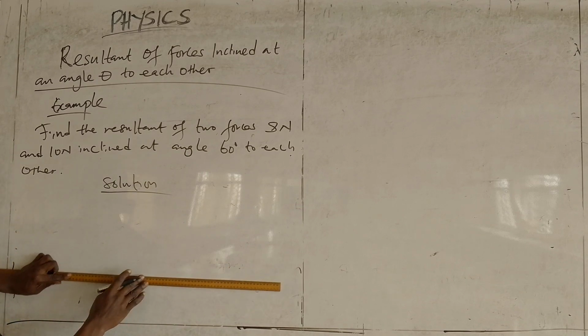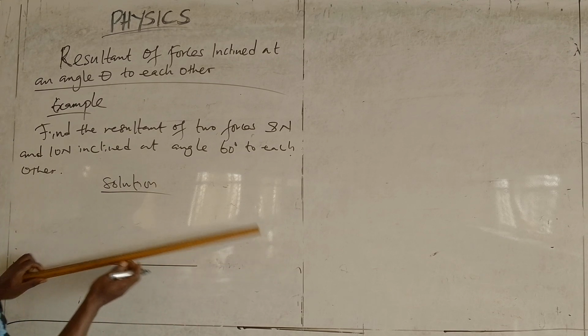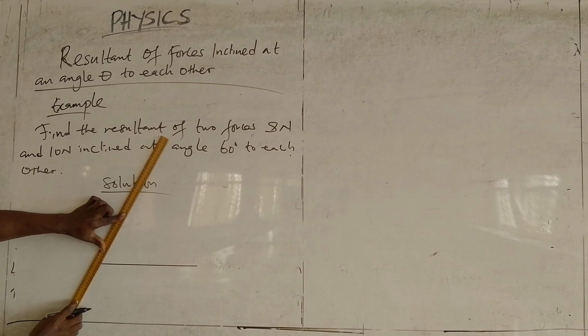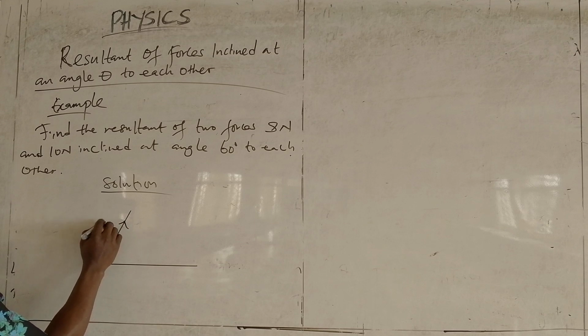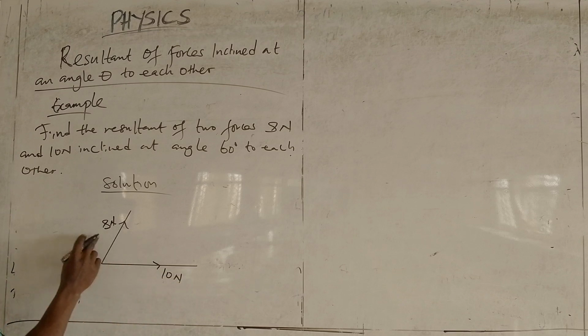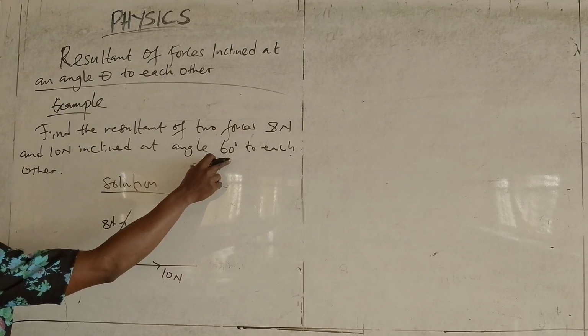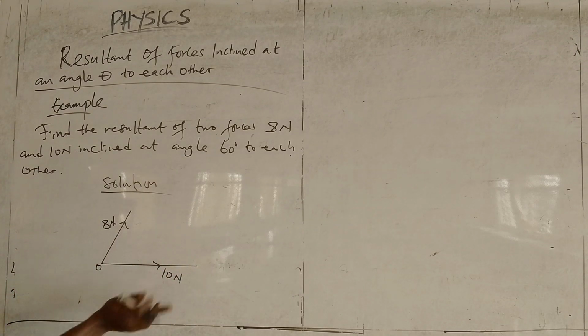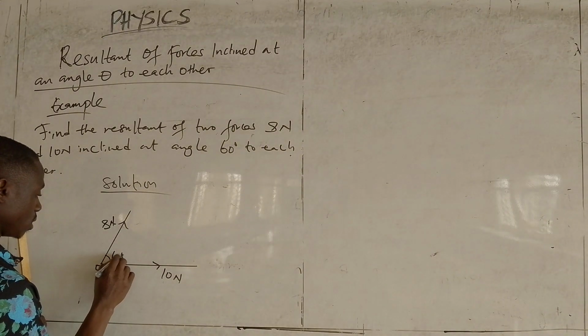So you draw a diagram. This the first force. This the second force. 60 degrees acute, right? So this 8 Newton, this 10 Newton. Your 10 can be here and your 8 here. Anyhow you want to arrange it. So this is the origin. Now 60 degrees acute, so you must use your initiative to draw your diagram. So here is 60 degree.